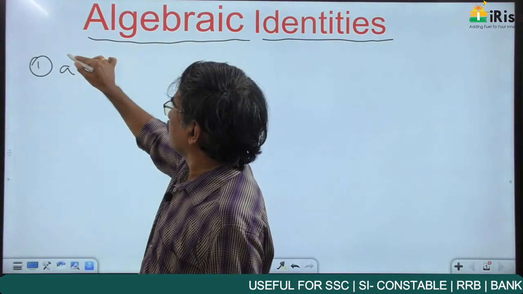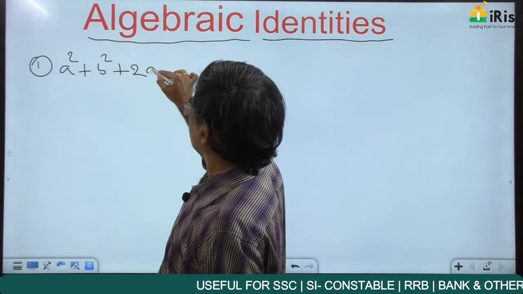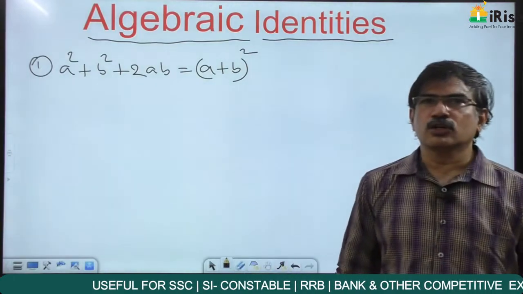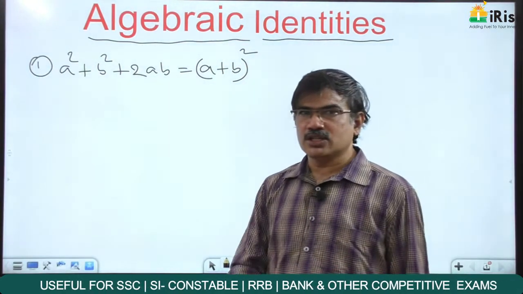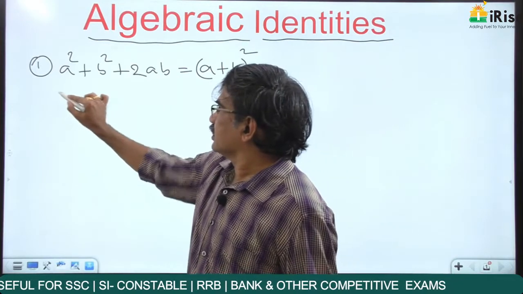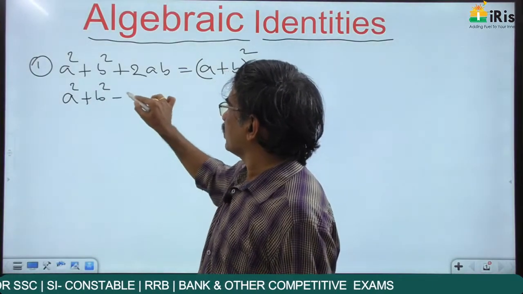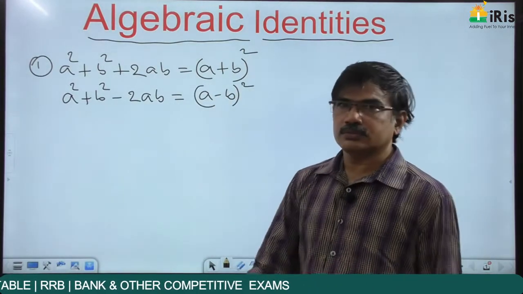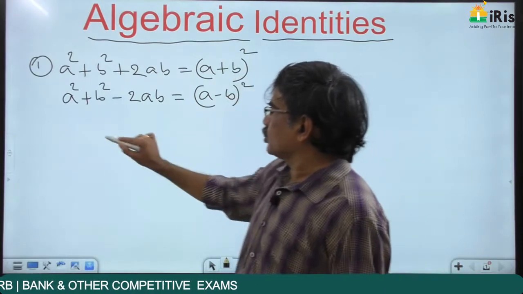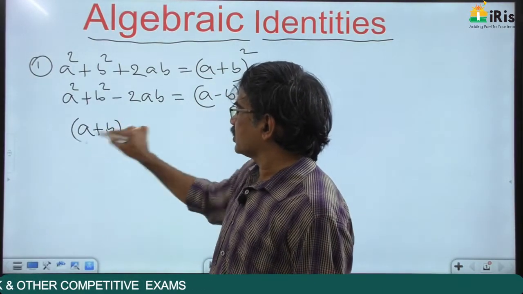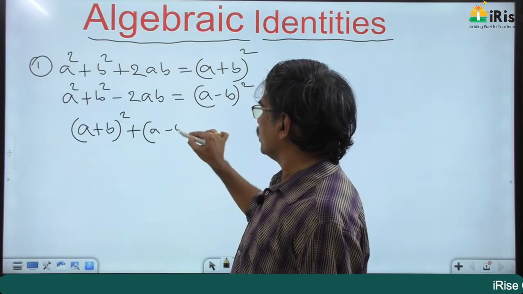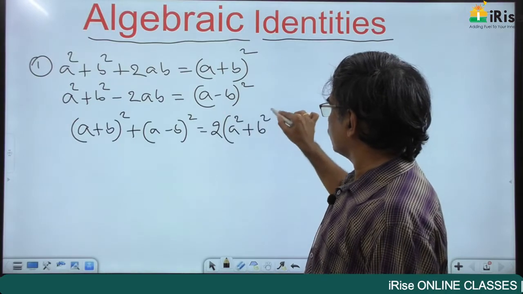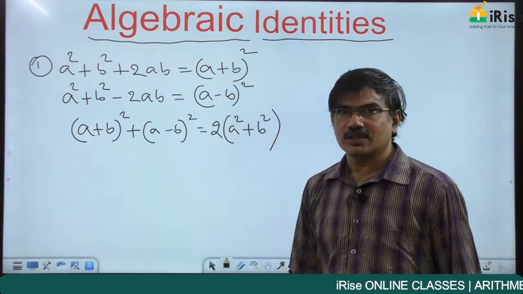Formula number 1. a square plus b square plus 2ab is equal to (a plus b) whole square. These are all known formulae, but you have to learn each and every formula by heart. Second one, a square plus b square minus 2ab is equal to (a minus b) whole square. And if you add these two, we get a third formula, (a plus b) whole square plus (a minus b) whole square is equal to 2 times (a square plus b square). Just adding these two, we get this third formula.